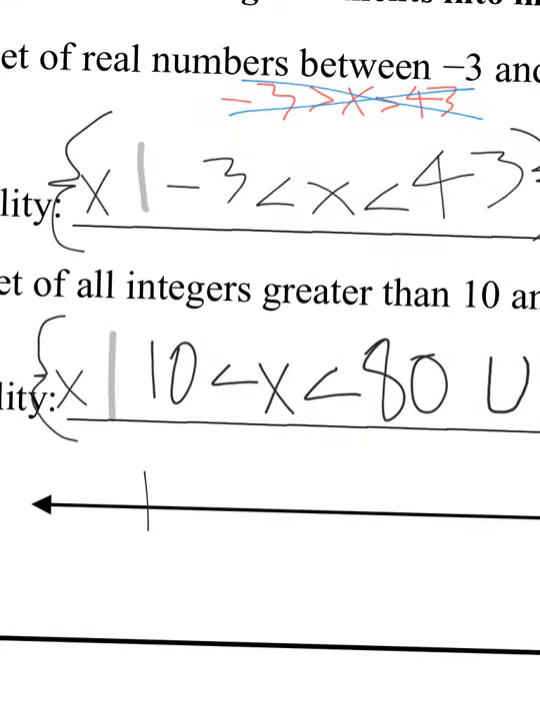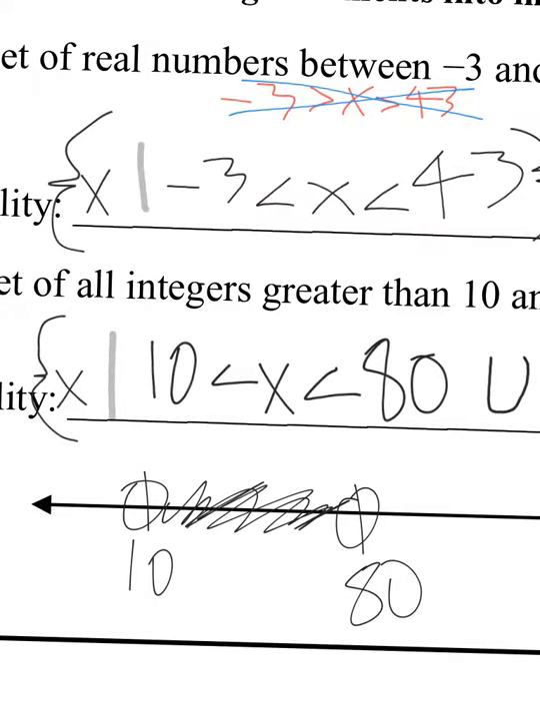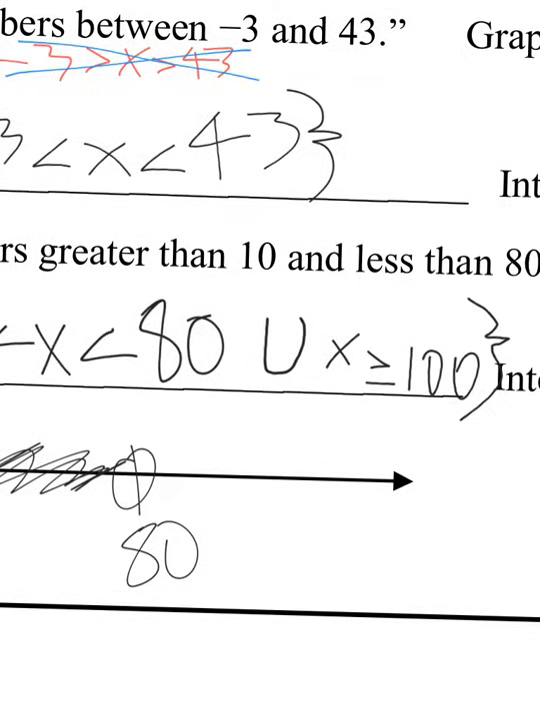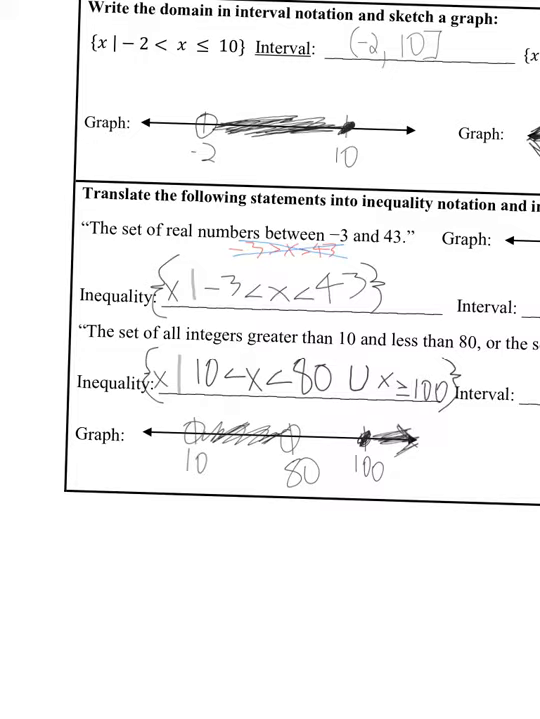So I have 10 and 80, and it's in between those. And so I have open circles with shading in between. And then I'm going to move down the line, and I'm going to put 100, and I'm going to put that with a solid dot. And then I'm going to shade to the right, since the inequality symbol is pointing to the right. That indicates that I'm going greater than or equal to 100.